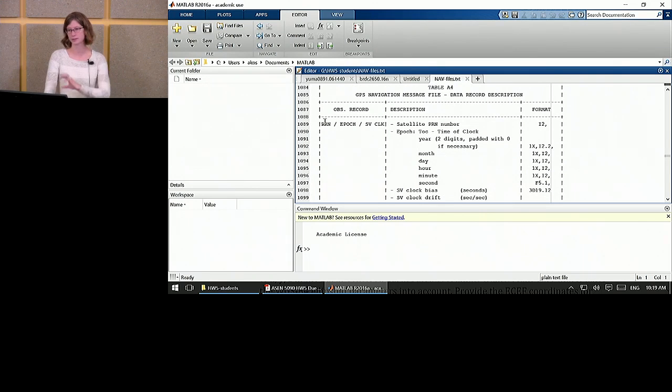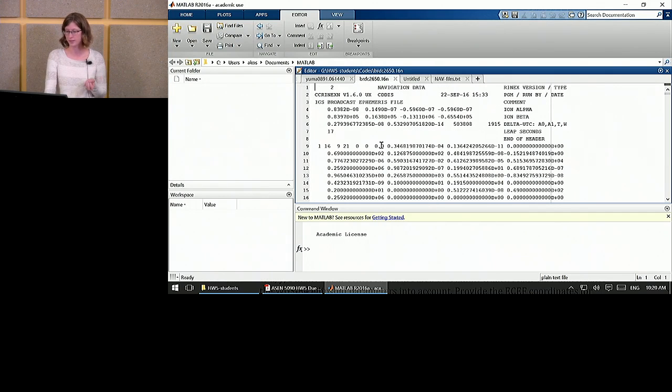It consists of telling you what PRN it is. It tells you what epoch you're at, the received time, so time of clock here. It tells you the year, the month, the day, the hour, minute, and second, and then it has the clock bias and the clock drift. And if we go back here and look at that, so this is the header. This tells you it's PRN 1, this is the time, right? Year, month, date, and then this is the time.